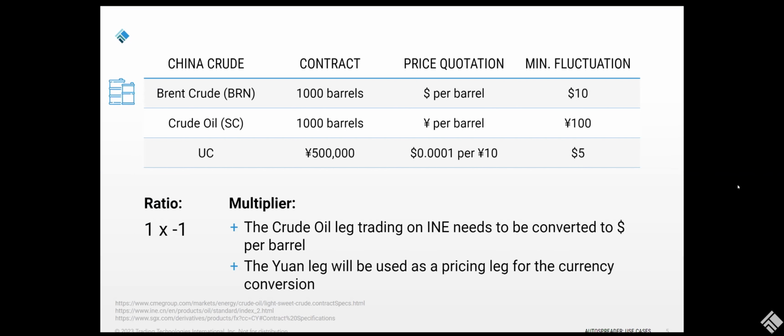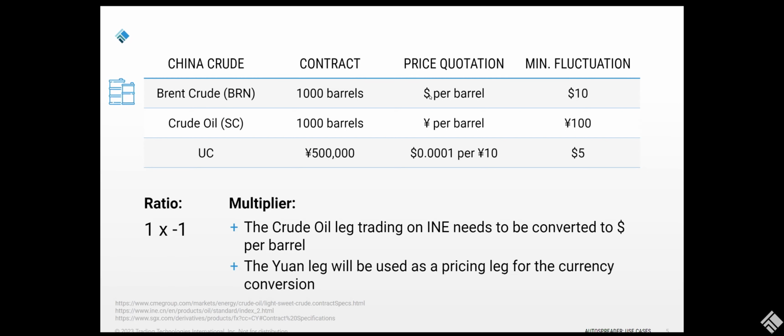So as we move forward here, first one we're going to look at is going to be a spread between Brent crude, which traded on ICE, and crude oil that's traded on INE. In this particular situation, what we're really trying to demonstrate is how we're able to trade these in a like-for-like manner. So in this case, we have Brent crude. We look at the contract size here. In this case, they're both 1,000 barrels. So that helps us. It's a bit more of a similar contract in that regard.